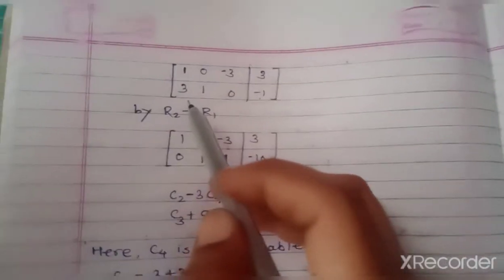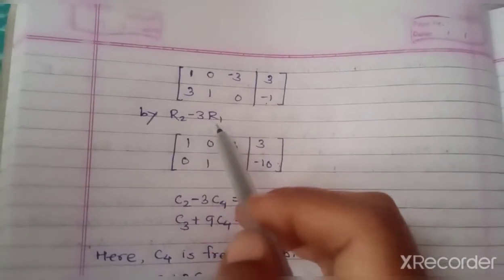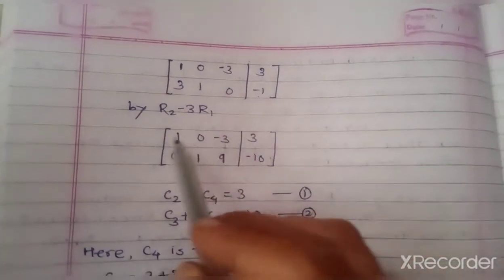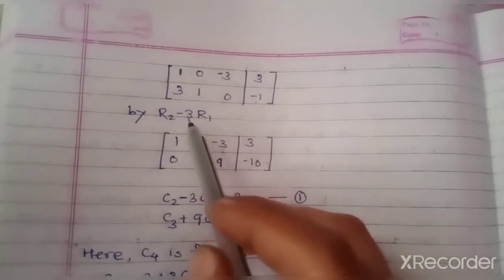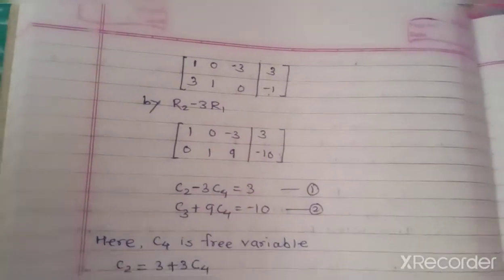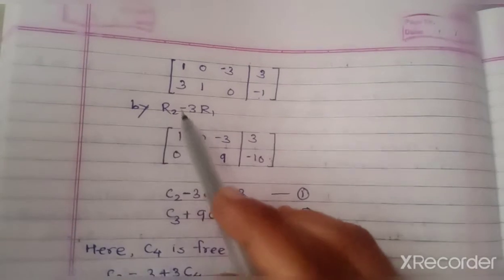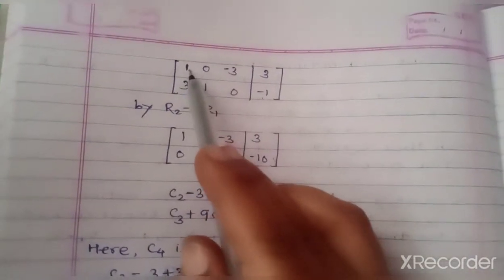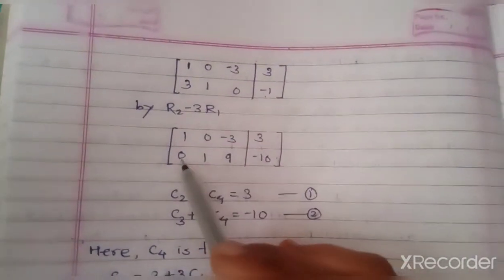For that we use the row operation r2 minus 3 r1. So the first row we have to keep as it is. First row multiplied by minus 3 and added to r2. So minus 3 into 1 is minus 3. Minus 3 plus 3 is 0.